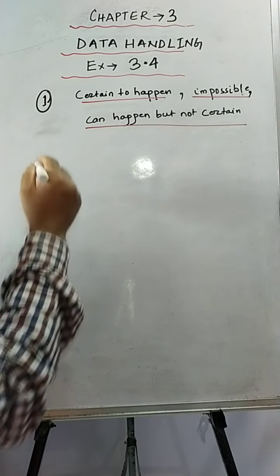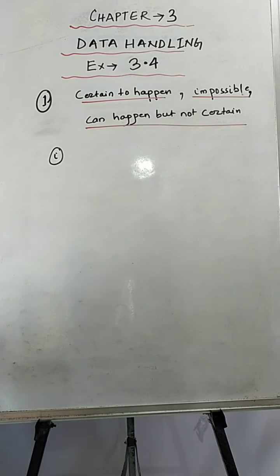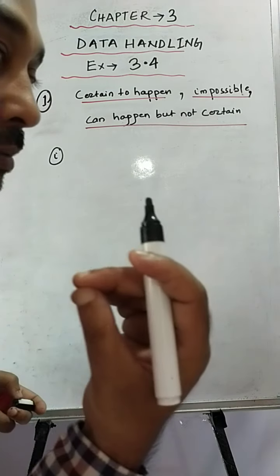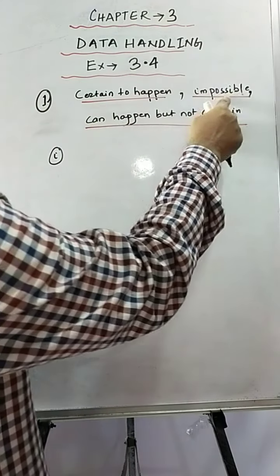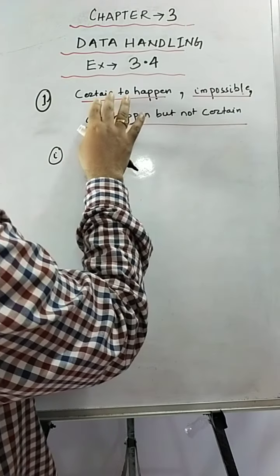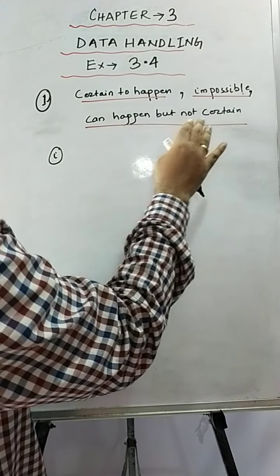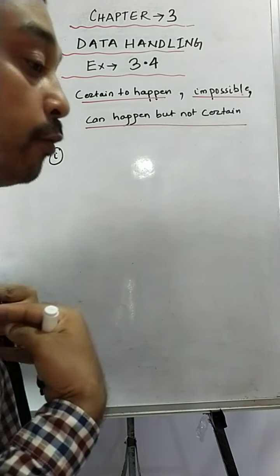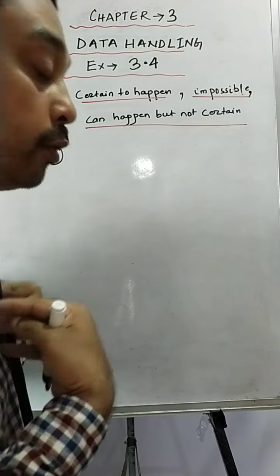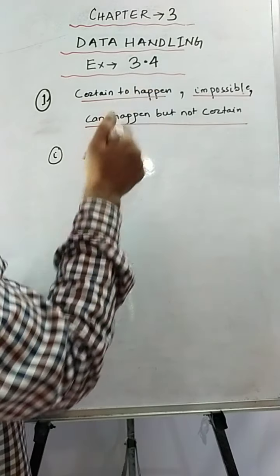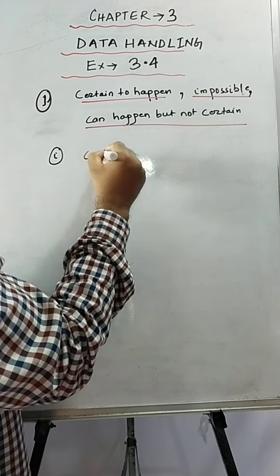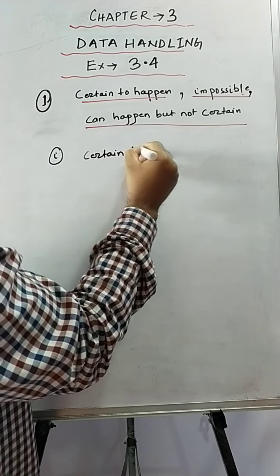So I'm going to read out the first one. The first one is, you are older today than yesterday. So that means you are more old than yesterday. So which option will work here? It is impossible, or certain to happen, or can happen but not certain. So I will be older than yesterday, so it will happen, isn't it? So we can write certain to happen. It will happen.